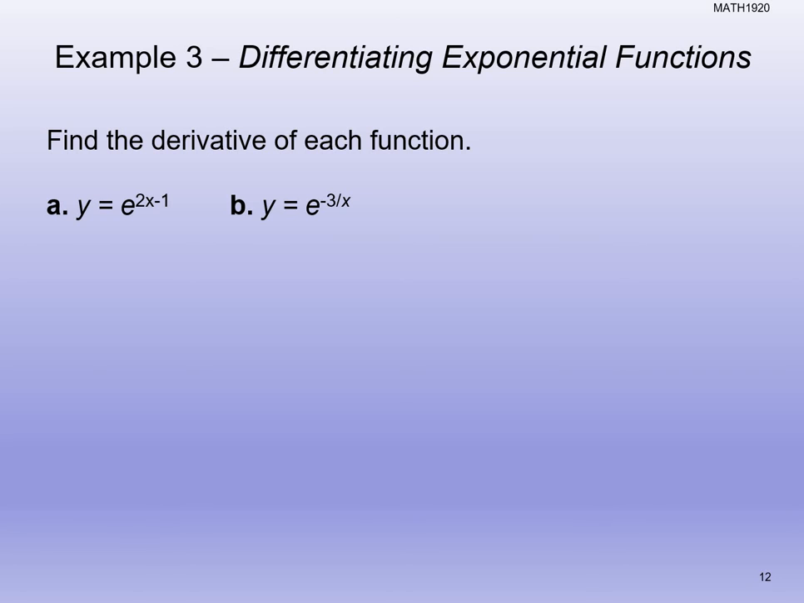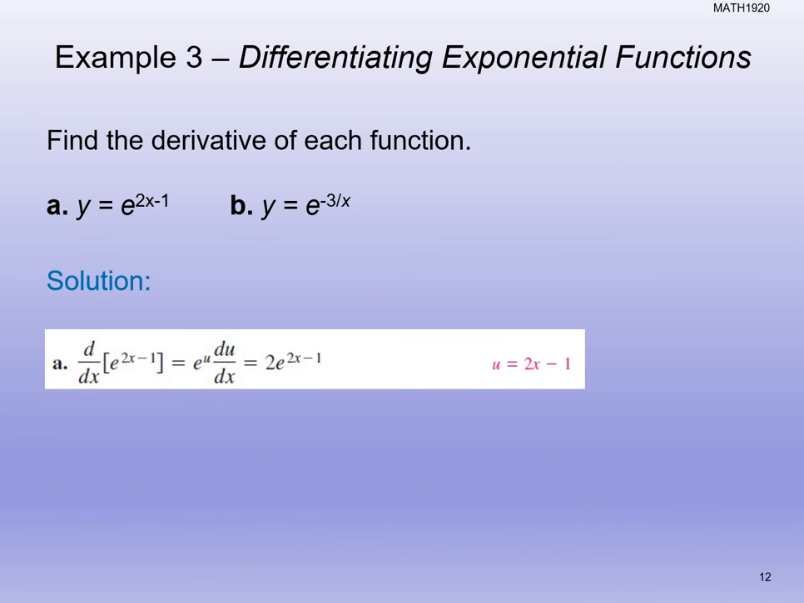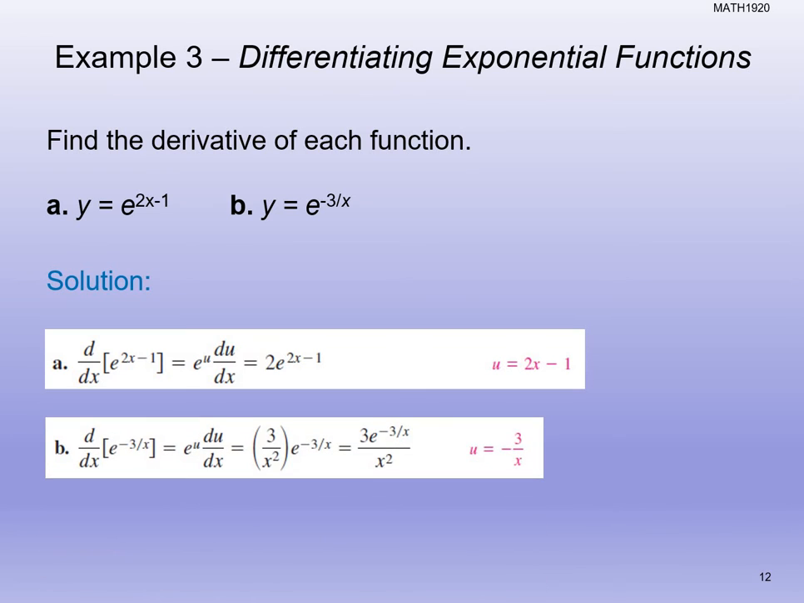Then we'll do the other one on the right. We have y equals e to the negative 3 over x. In this case, it's going to be e to the negative 3 over x times the derivative of negative 3 over x. You'll have to rewrite that x as x to the negative 1 and put it in the numerator. When you do that, you end up getting 3x to the negative 2, and then it goes back down into the denominator.